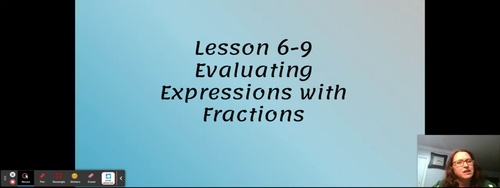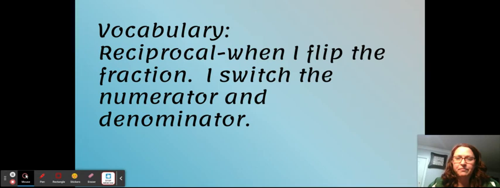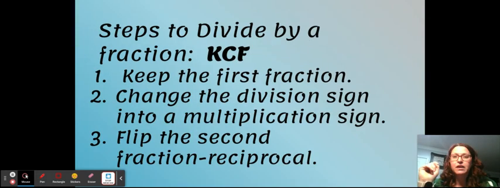Hi, today we're going to talk about how to evaluate expressions with fractions. We're going to do a quick little vocabulary review. Reciprocal is when I flip the fraction. The only fraction I flip is my second fraction. Keep, change, flip is the steps to divide by a fraction.